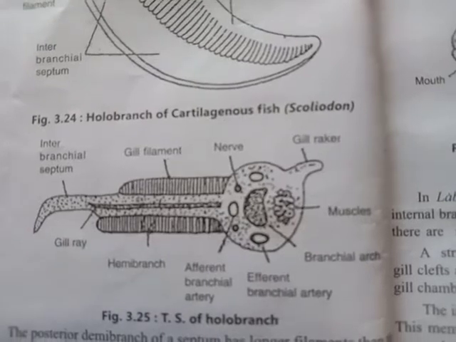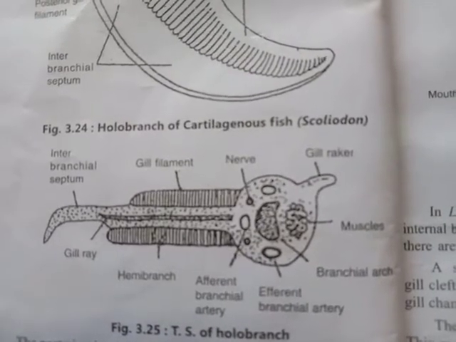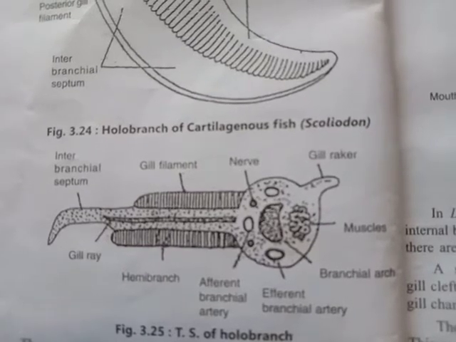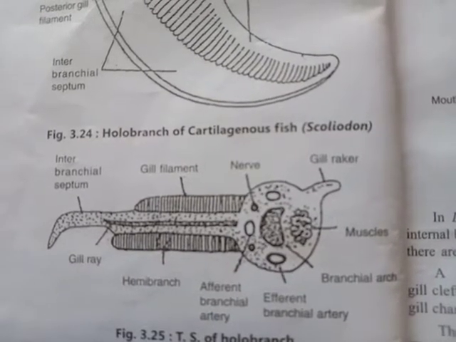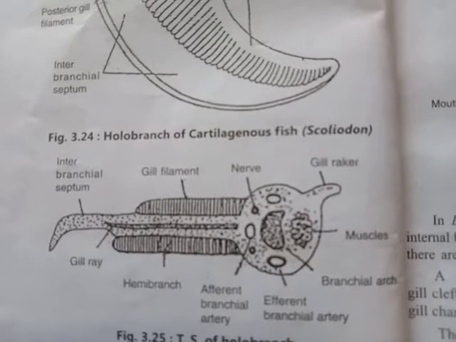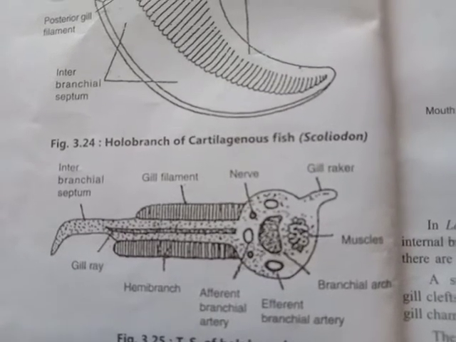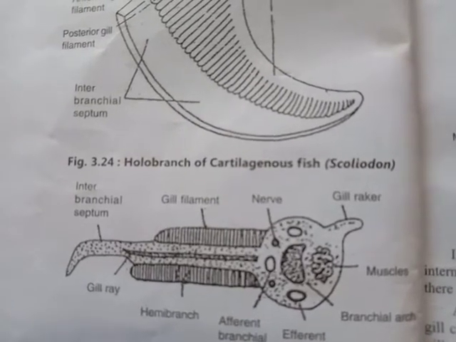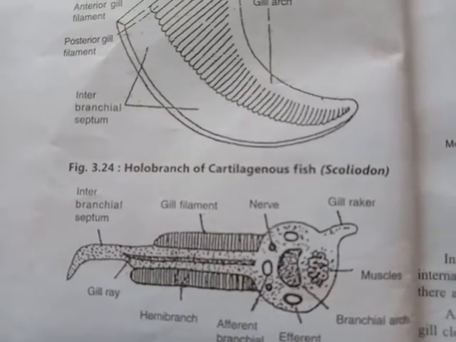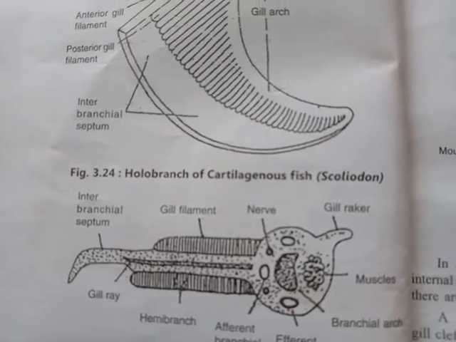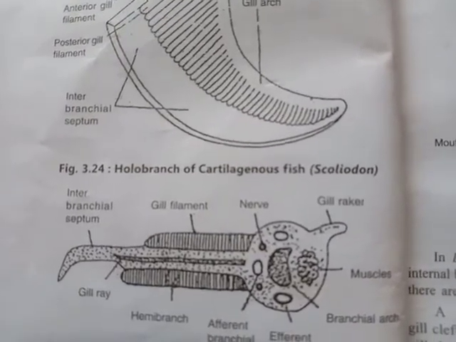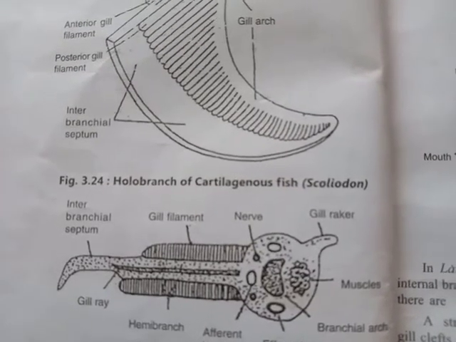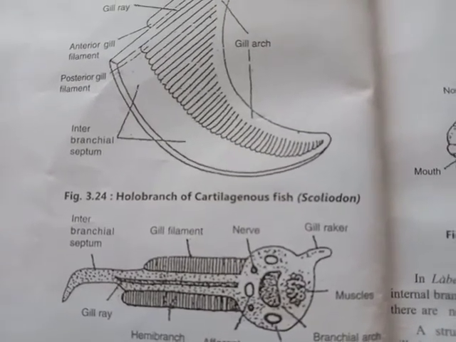Each gill filament of a gill is attached to its interbranchial septum all along its length. Such gills are called lamelliform. These are regarded as primitive compared to the gills of bony fishes. In Scoliodon, there are 9 hemibranches on each side.